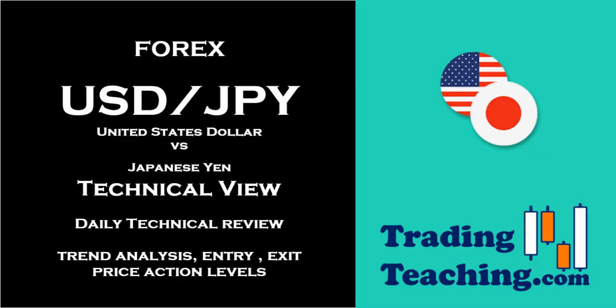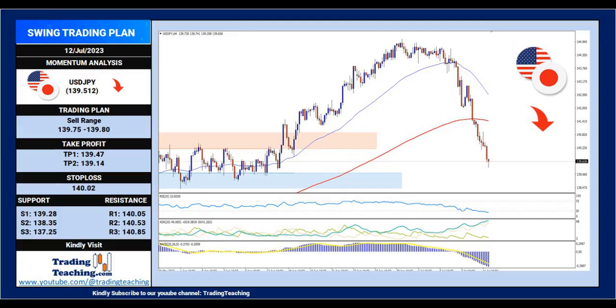US dollar versus Japanese yen technical view. The current USD/JPY price is 139.512. The technical analysis forecast for the next 2 to 3 days suggests a favorable downtrend. The 139.75 to 139.80 price zone is a good area to sell short, with an expected downside of 139.47 and 139.14. If market behavior changes, stops should be placed at 140.02 to control the risk.